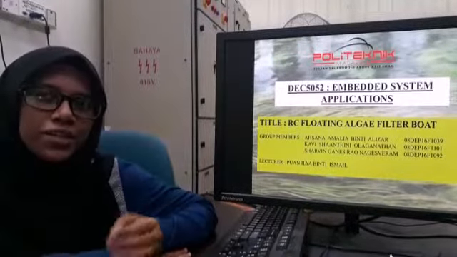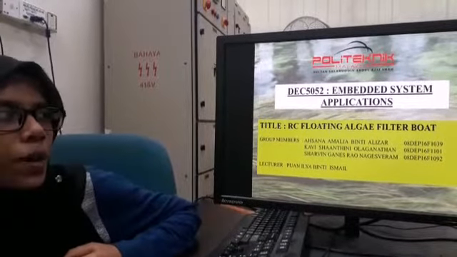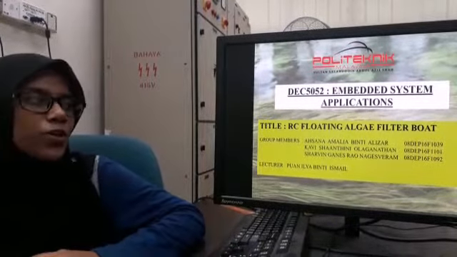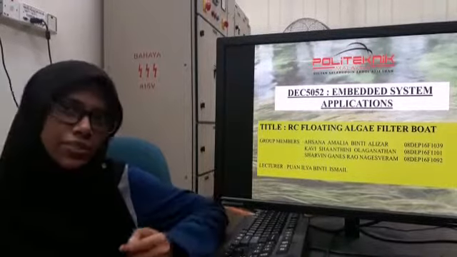Good evening. Today my teammates and I would like to present to you about our embedded system applications mini project, which is the remote control floating algae filter boat.